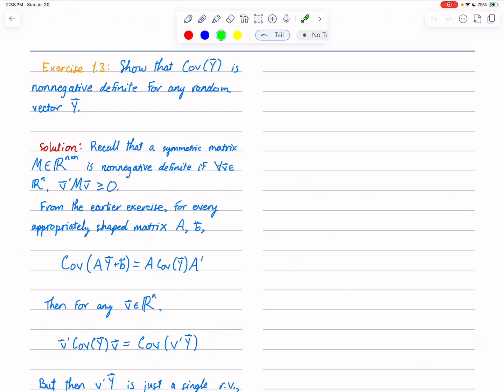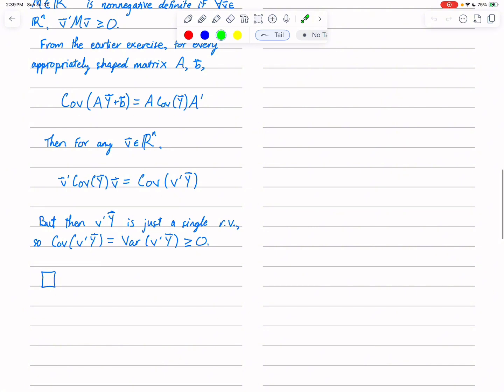Okay. But keep in mind that this is a length n row vector. This is a length n column vector, so that this is effectively the dot product between the two vectors. And so it is just a single random variable.